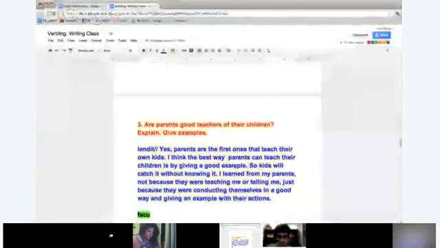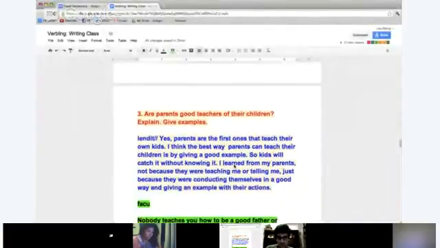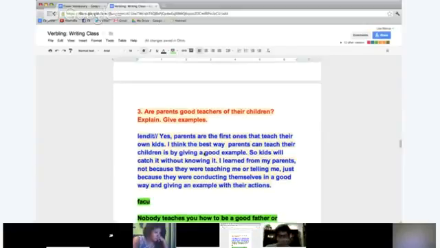Yes, parents are the first ones that teach their own kids. I think the best way parents can teach their children is by giving a good example. So kids will catch it without knowing it. I learned from my parents not because they were teaching me or telling me, just because they were conducting themselves in a good way and giving an example with their actions.